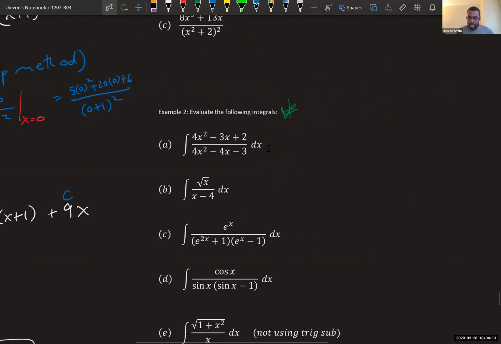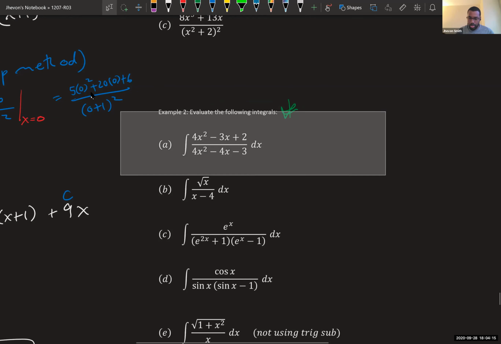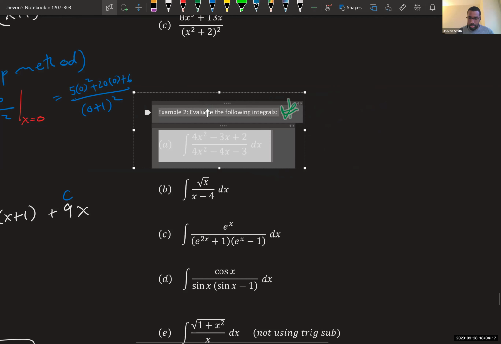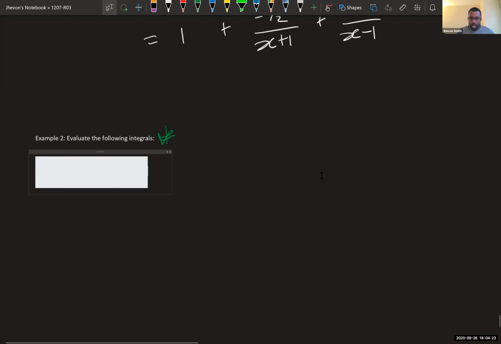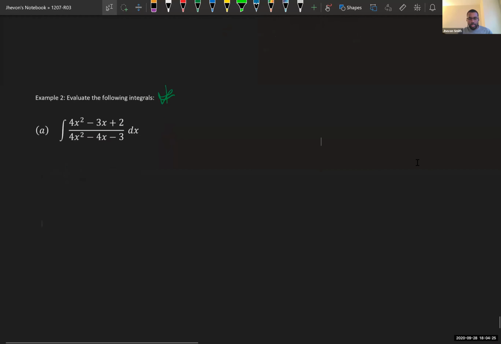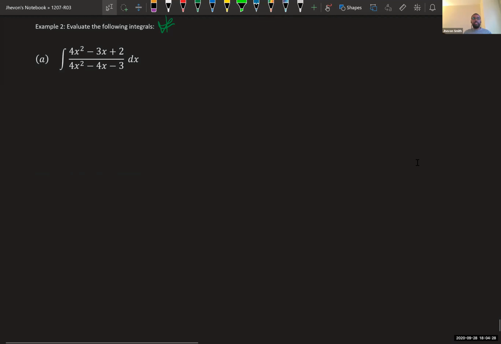Okay, now let's do some integrals. All right, go. I think I put a problem similar to this on a quiz before. Maybe it wasn't a bonus or something. Who did this one?